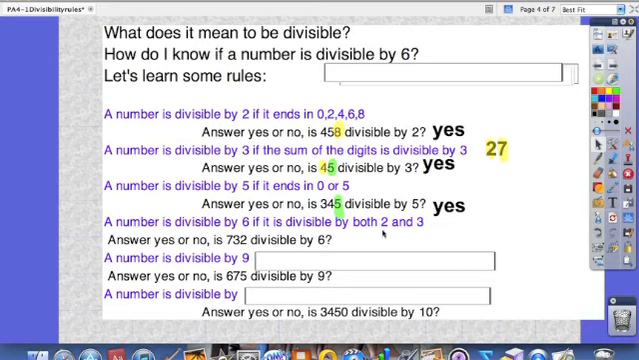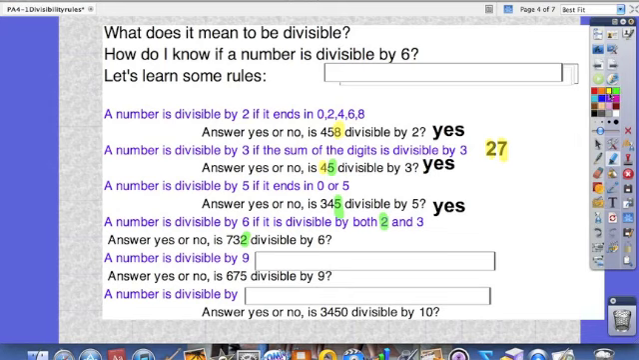Well, we know it has to be divisible by both 2 and 3. So let's check it for 2 first. The divisibility rule for 2 says that the number must end in 0, 2, 4, 6, or 8. What does this number end in? It ends in a 2. So yes, 732 is divisible by 2.